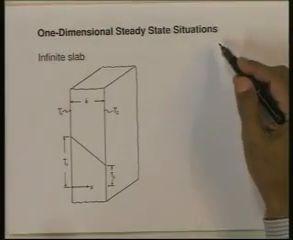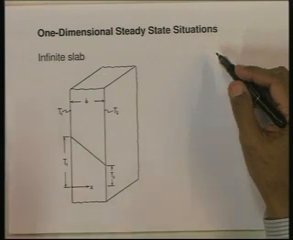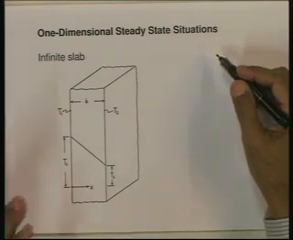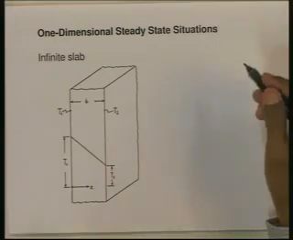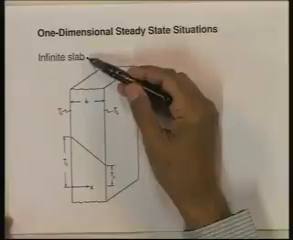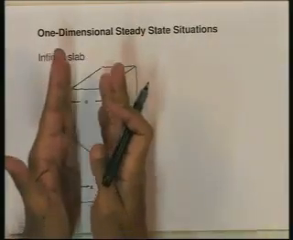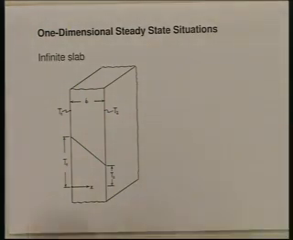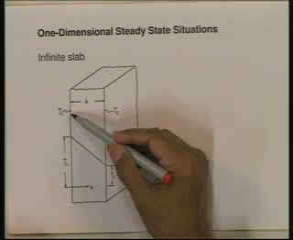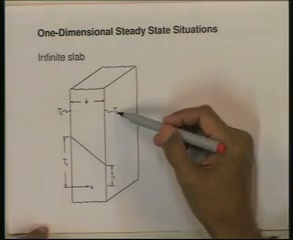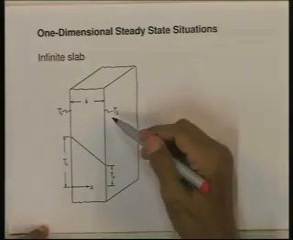In order to get a little familiar with the situation of heat conduction, we are going to consider a number of one dimensional steady state situations. Steady state means the temperature does not vary with time, and one dimensional means the temperature varies only in one direction. The first situation which we are going to consider is that of an infinite slab. Let us say I have a slab of width b, its two faces, the one on the left is at a temperature T1, the one on the right is maintained at a temperature T2.